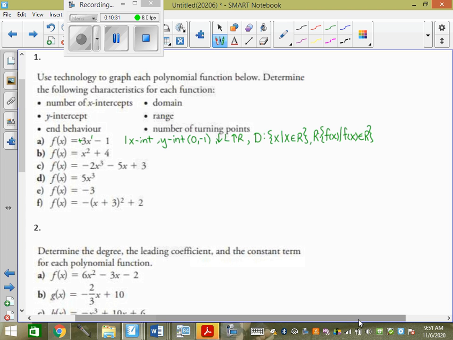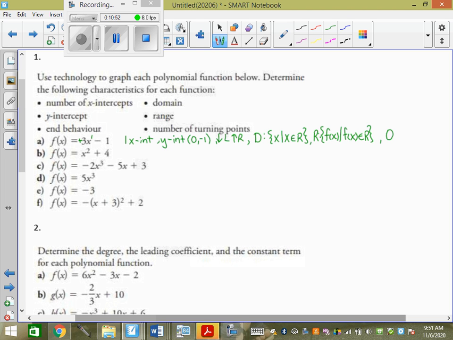Straight line, how many times does the straight line turn? You guys are killing me. None! It's a straight line. Zero. You can't do second trace max, second trace min on it. There are no turning points.